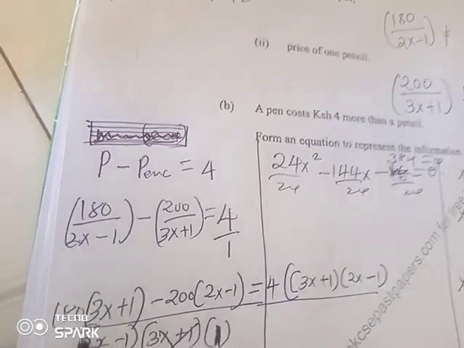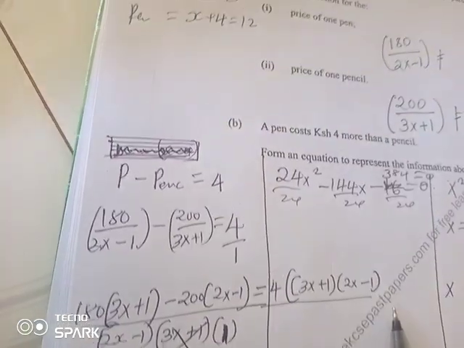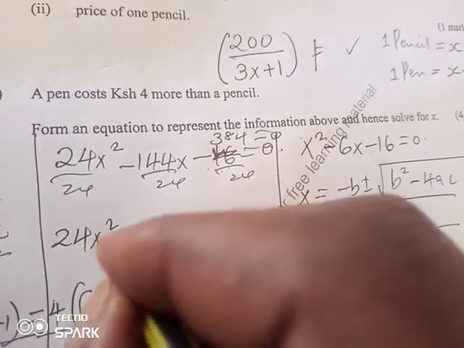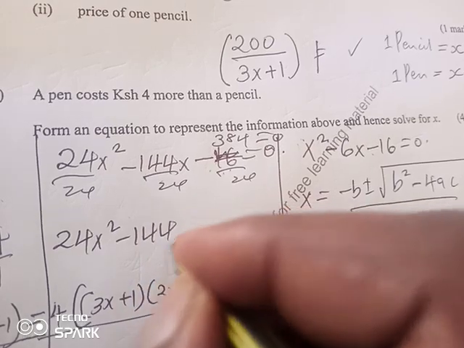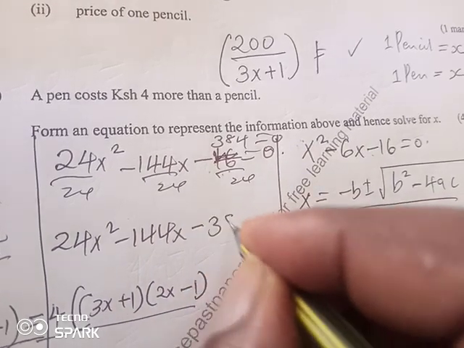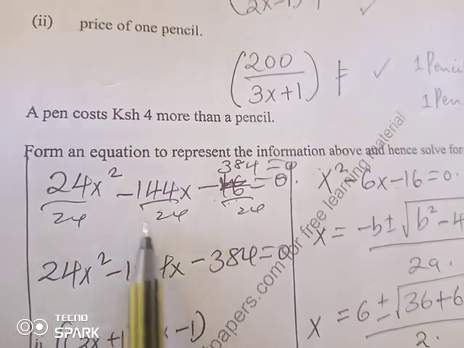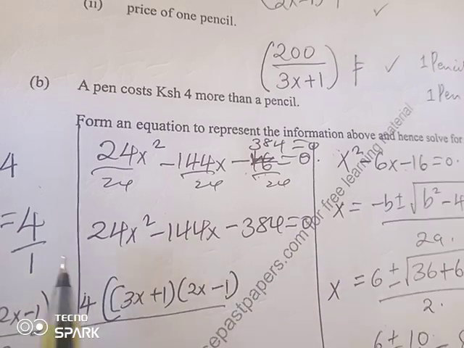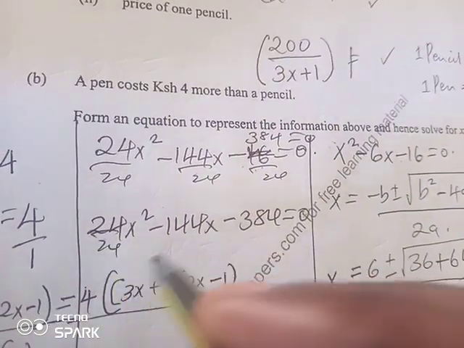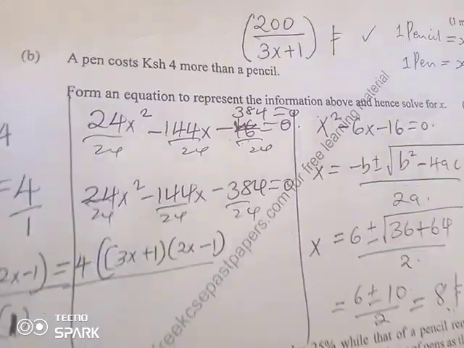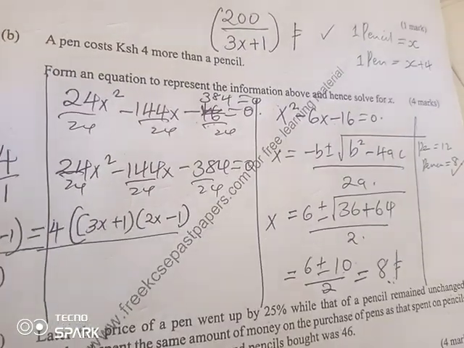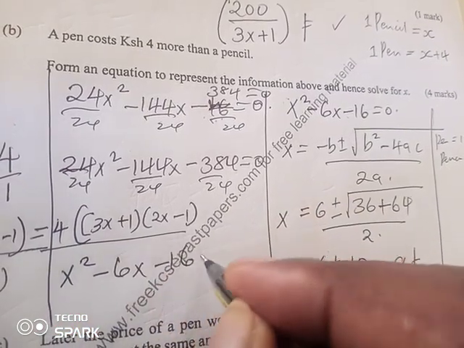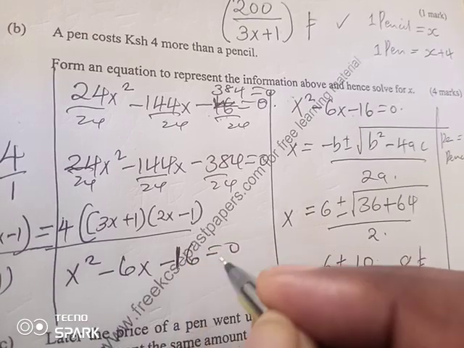So expanding this and breaking your brackets, you will get an expression of 24x squared minus 144x minus 384 is equivalent to 0. So this is now a quadratic equation. Dividing both sides by 24, we get a simple equation, and that is x squared minus 6x minus 16 is now equivalent to 0.